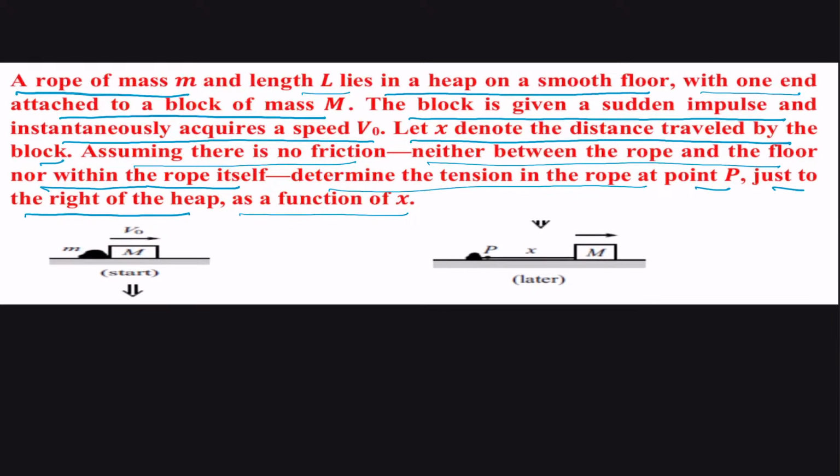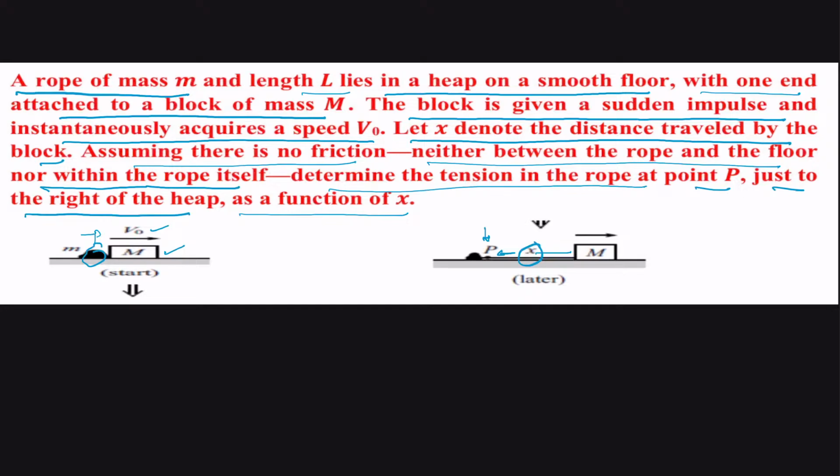Initially this is our rope lying in a heap connected to mass m, and suddenly we give it an impulse, and in a fraction of a second it attains a velocity of v0. After some time, the length of the rope is x. At this particular moment, the point very close to the heap is called P. We have to find the tension of the rope at this instant as a function of x, so in terms of the length x.